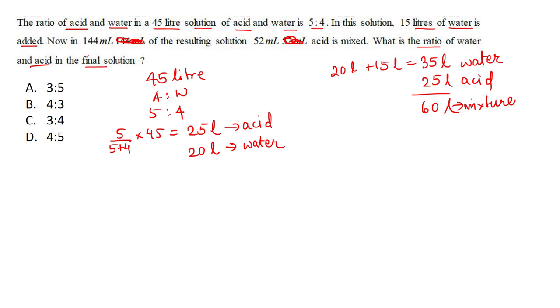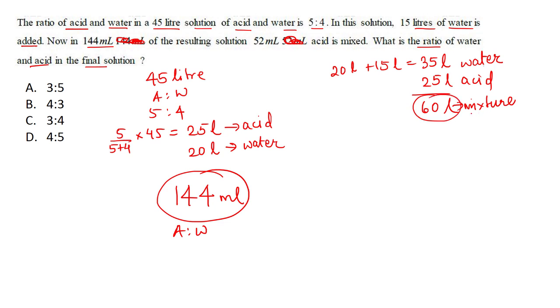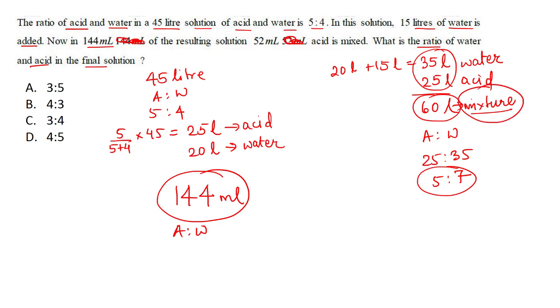Now what they are saying is, in the 144 ml of the resulting solution. So I have taken 144 ml resulting solution. This resulting solution will have acid to water in what ratio? This 60 liter mixture has an acid to water ratio of 25:35. Divide by 5 throughout, we are going to get 5:7. So this is the ratio of acid to water. So this 144 ml of the mixture is going to have the same acid to water ratio, 5:7.